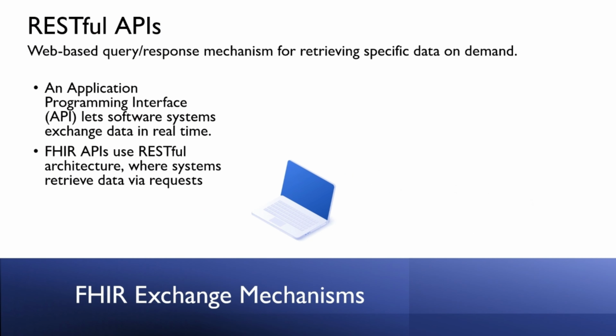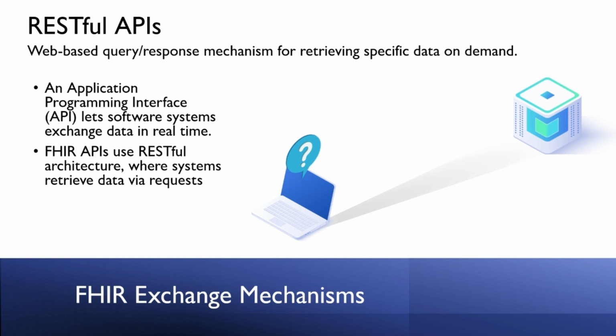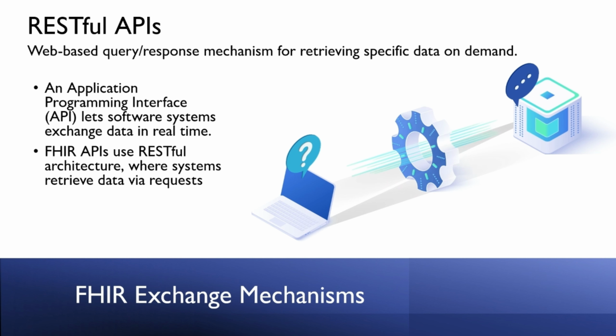FHIR supports several types of data exchange, allowing organizations to select the approach that best fits their needs. The most common method is the RESTful API, where a system sends a request to a FHIR server and receives a response containing specific data, such as a patient's lab result or immunization record.